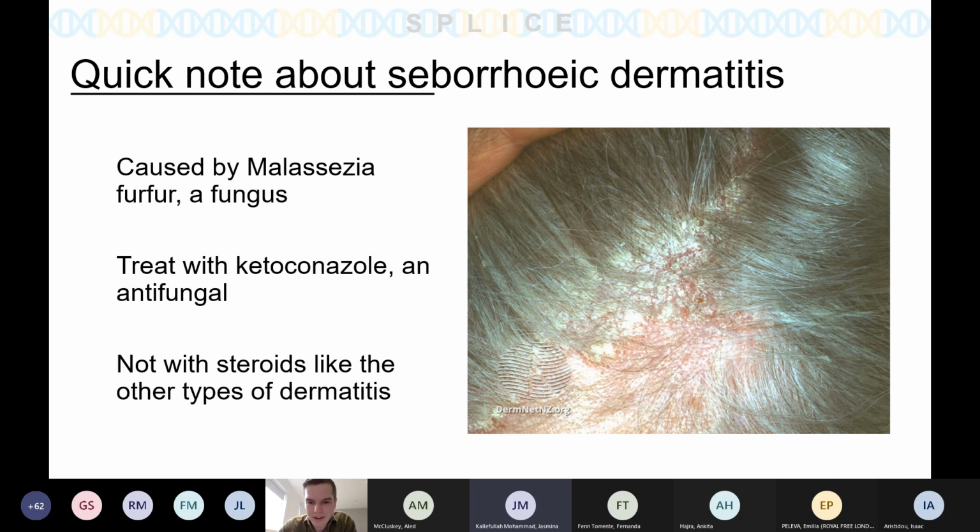You're getting muted, sorry. Treat with ketoconazole. You all know that's an antifungal, and you can use it as a shampoo and put it all over the head and body, what have you. The other dermatitises were treated mostly with emollients and steroids, which we were talking about. This one's not. This is treated with an antifungal.